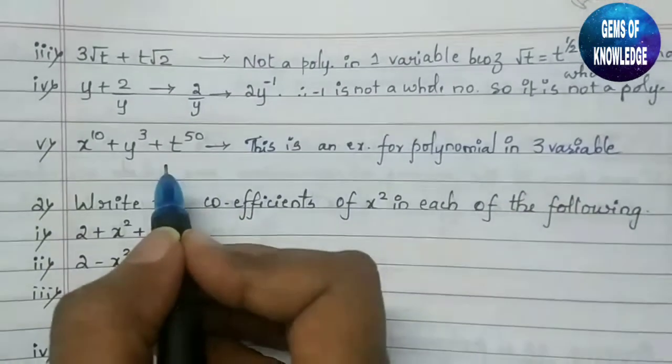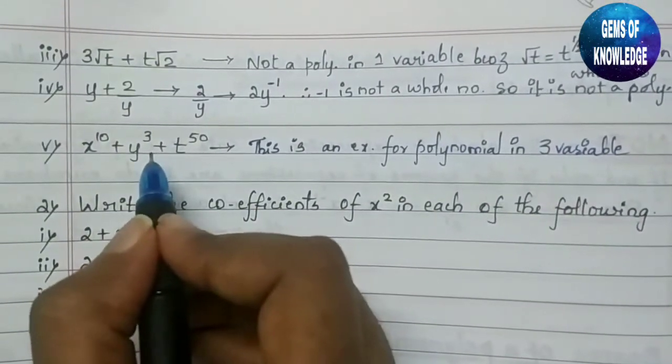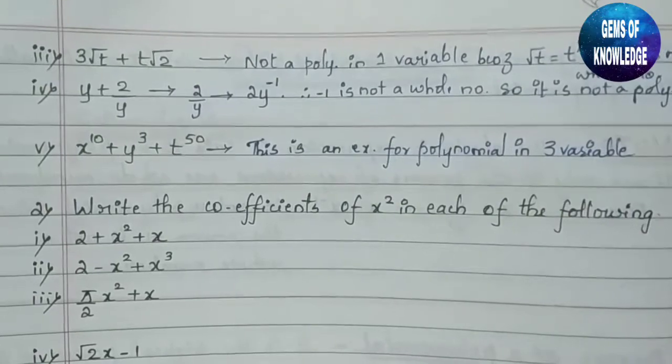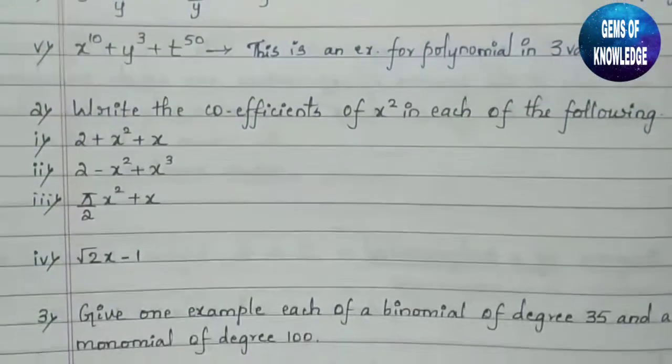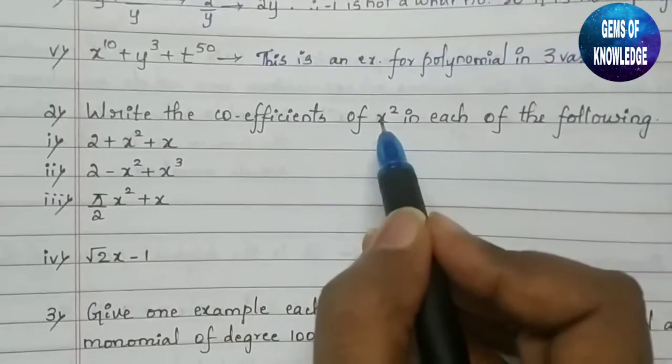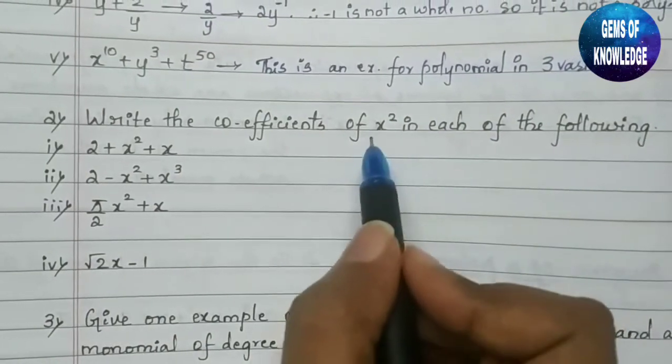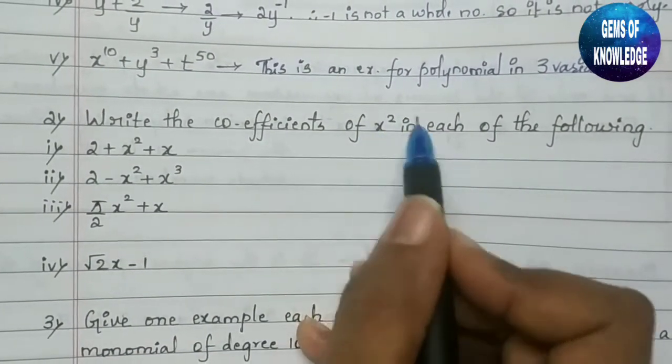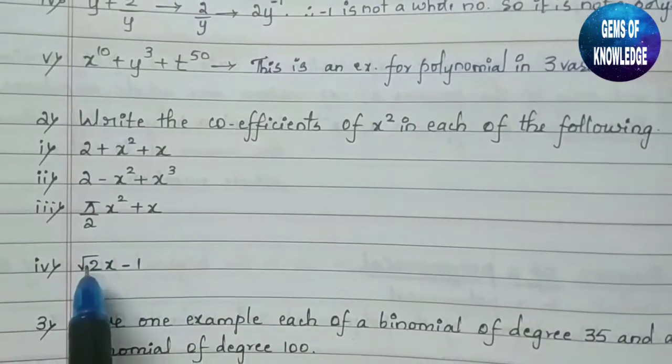Okay, so you can write, so this is not a polynomial in one variable. Okay, next question you can see, write the coefficient of x square in each of the following. So we need to write the coefficient of x square in each of the following cases.